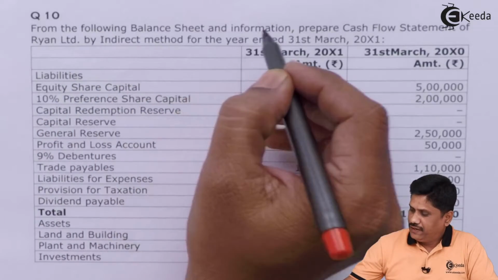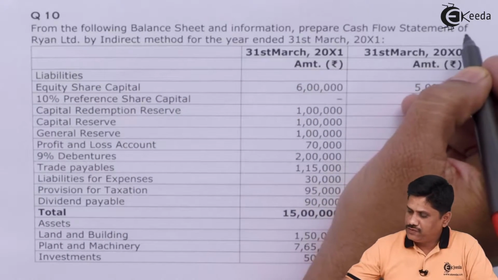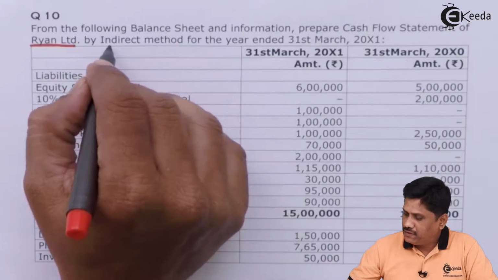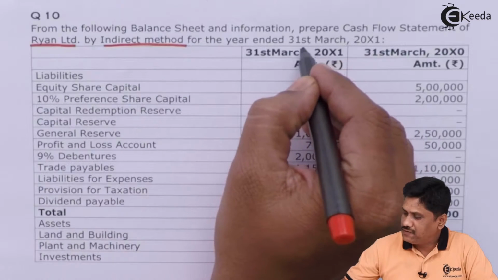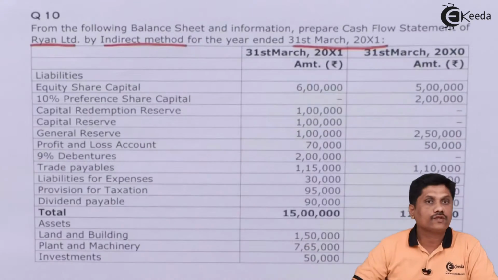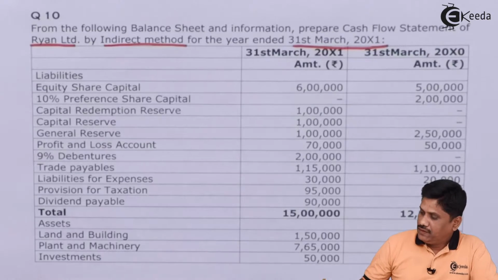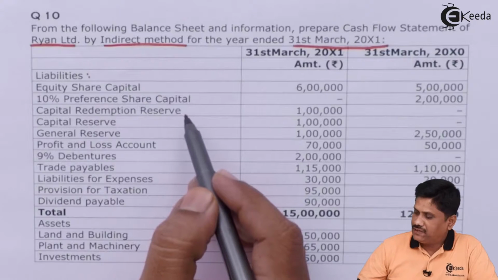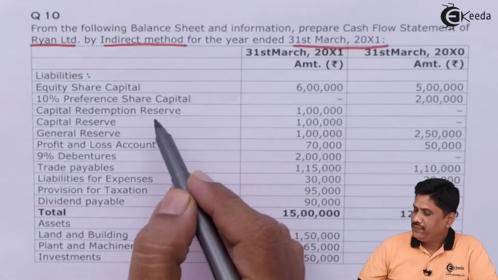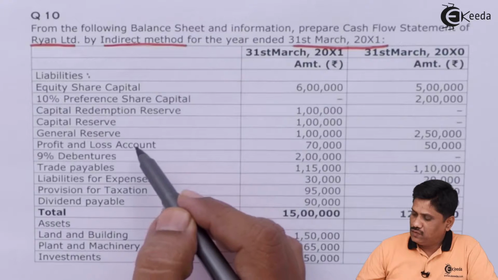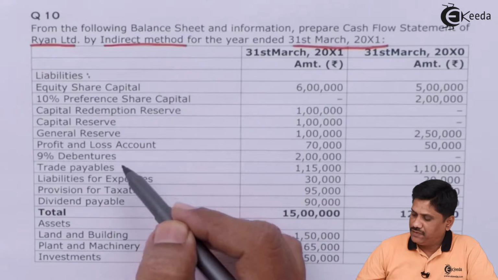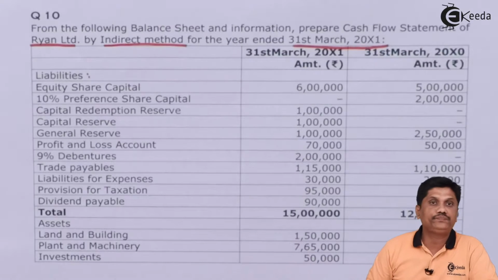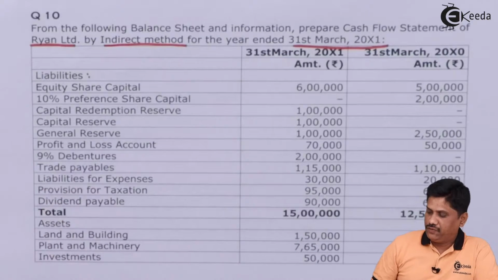From the following balance sheet and information, prepare a cash flow statement of RAN Limited by indirect method for the year ended 31st March 2000. So we have to prepare a cash flow statement. They have given you liabilities. These are the liabilities given: share capital, 10% preference shares, capital redemption reserve, capital reserve, general reserve, P&L account, 9% debenture, trade payable, liabilities for expenses, provision for taxation, dividend payable. So these are the things they gave you.